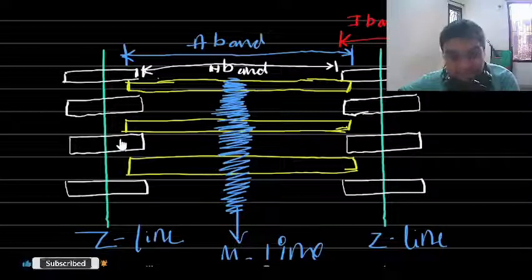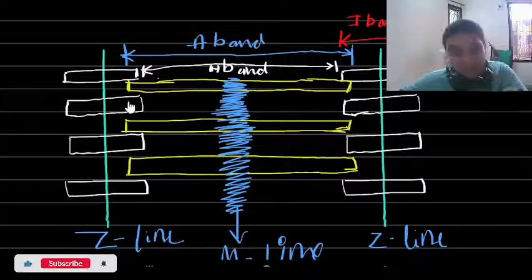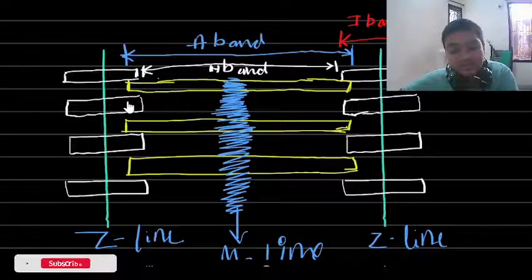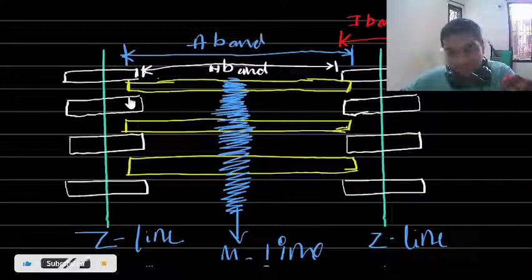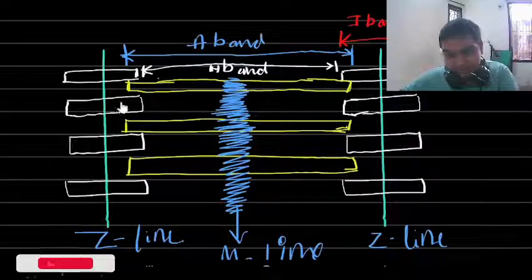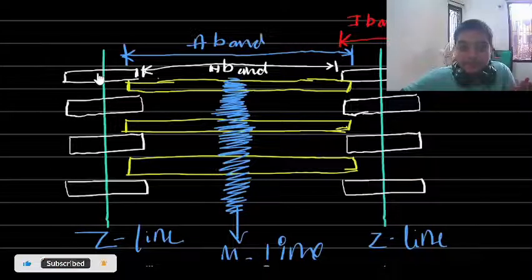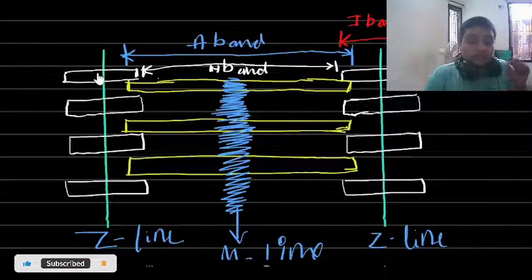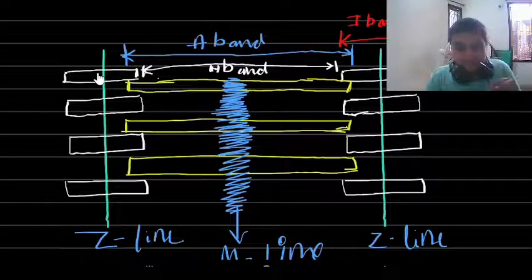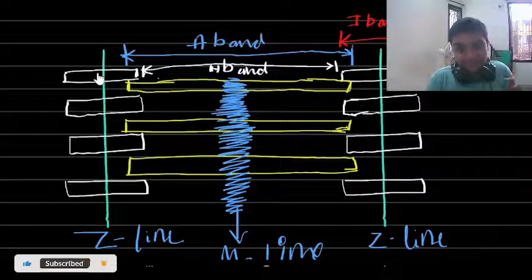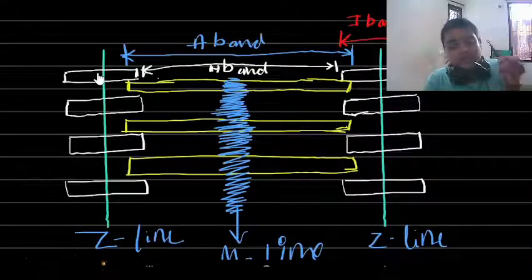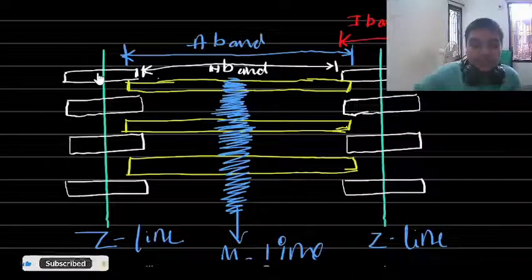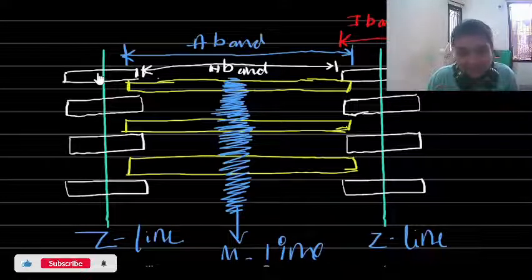They are filaments. Generally we draw them like this. When we talk about their structure, a little later in this lecture, we will see their filaments. Myosin and actin are polymers, made up of many monomers. Myosin is the thick filament, and actin is the thin filament.